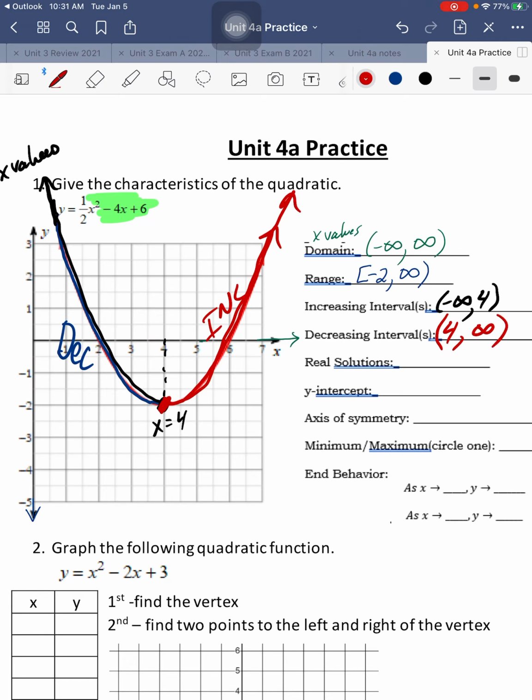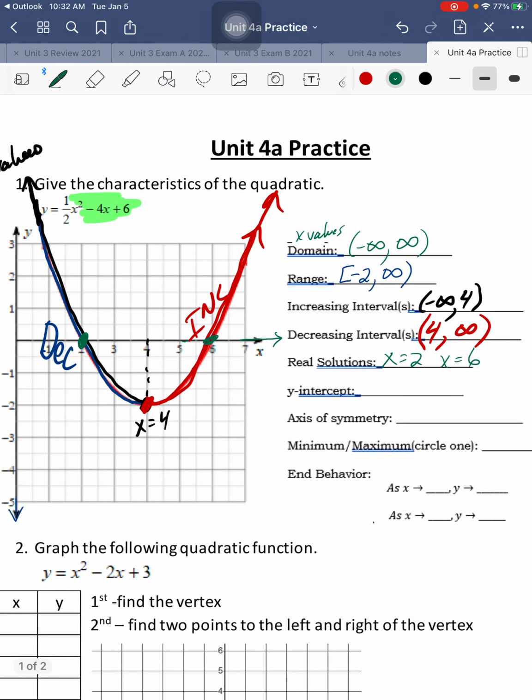All right, real solutions. Real solutions just means where it crosses the x-axis. So the real solution here crosses the x-axis at 2 and looks like 6. So you can just put 2, 6, that's fine.